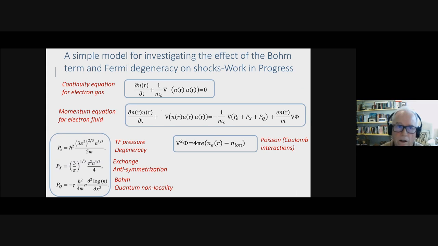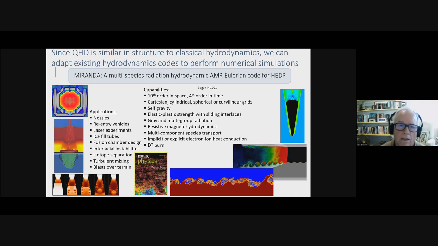And so what we're going to do is take our equations, and we're going to simplify. We're going to take a simple model, and we're going to remove the Poisson piece, and we're going to remove the ion piece. So we're just going to look at an electron gas. All right, so this is just a simple mathematical model to help elucidate what the effects of this Bohm pressure would be on shocks. And what we're going to do is we're going to use the Miranda code to do this.